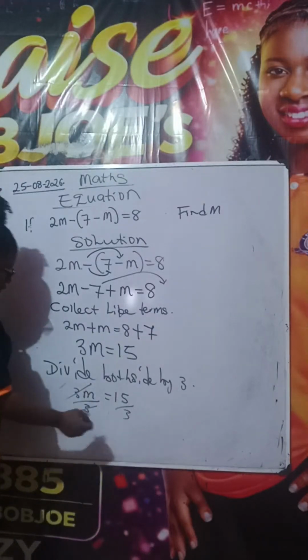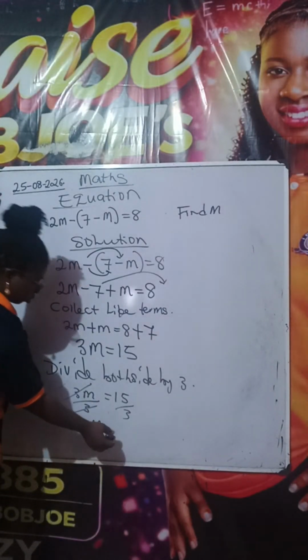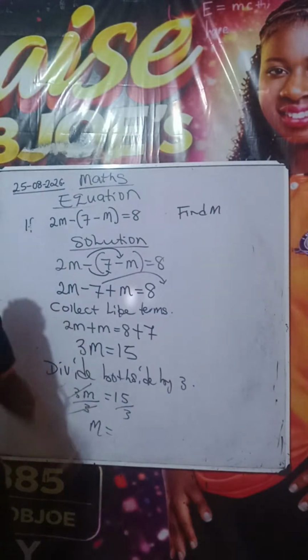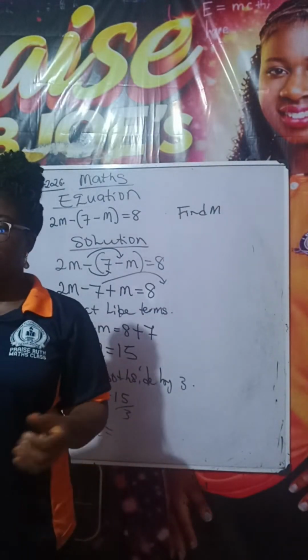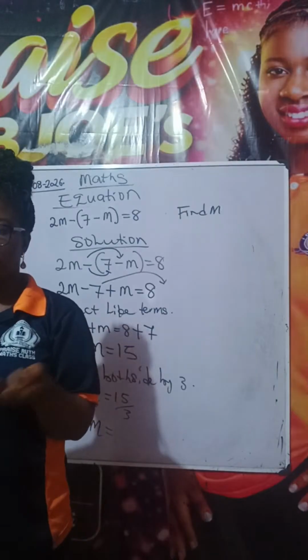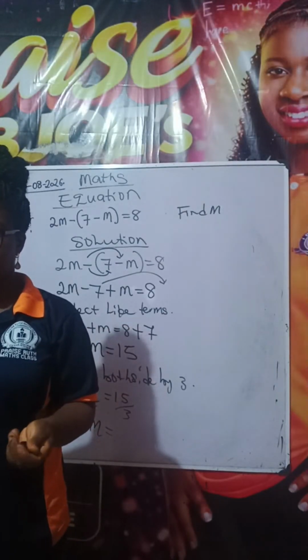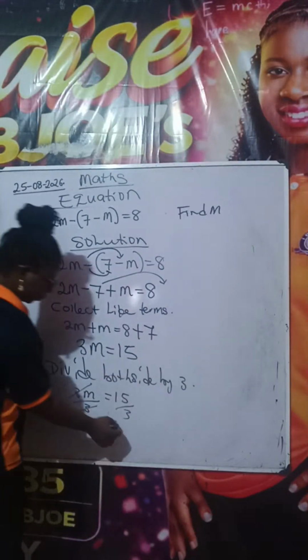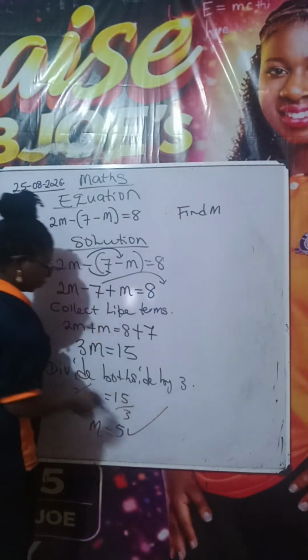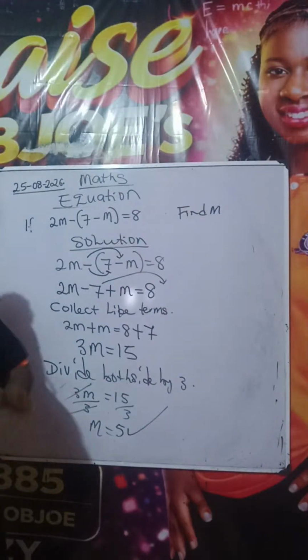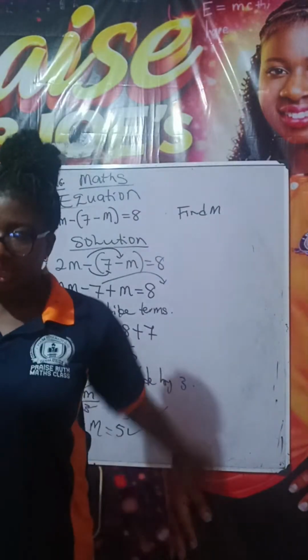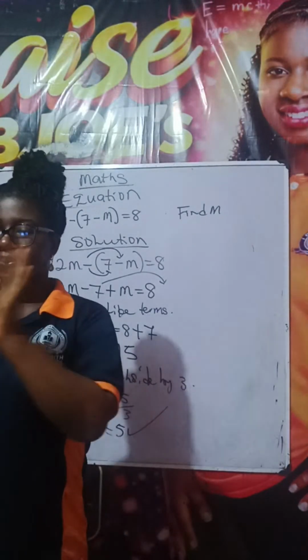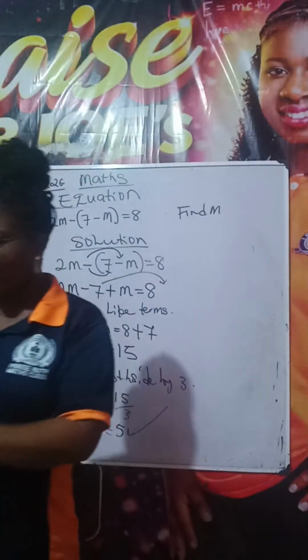And this is removed, we have m equals to, how many 3s in 15? Yes, how many 3s can we get in 15? We have m equals to 5. Beautiful. So our m is 5, and that is the answer. So did you understand it? Now that is clear, a round of applause for yourself.